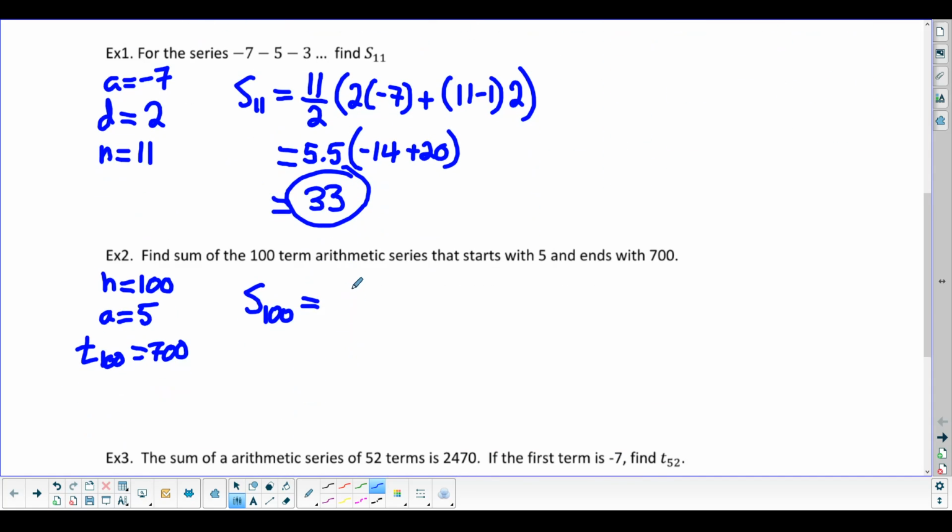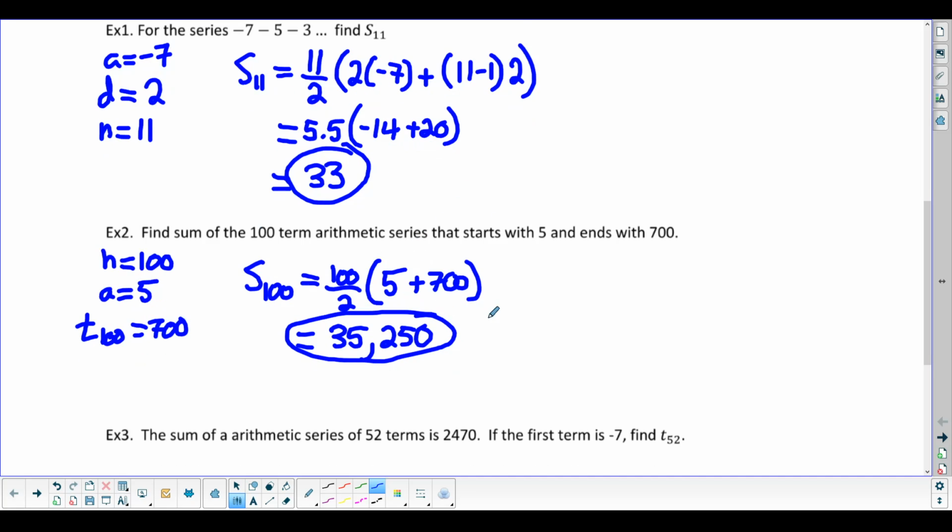So once again, n over 2, 100 over 2, times A, 5, plus T100, 700. Okay, so we can punch it in our calculator. We get 705 times 50, and we get 35,250.